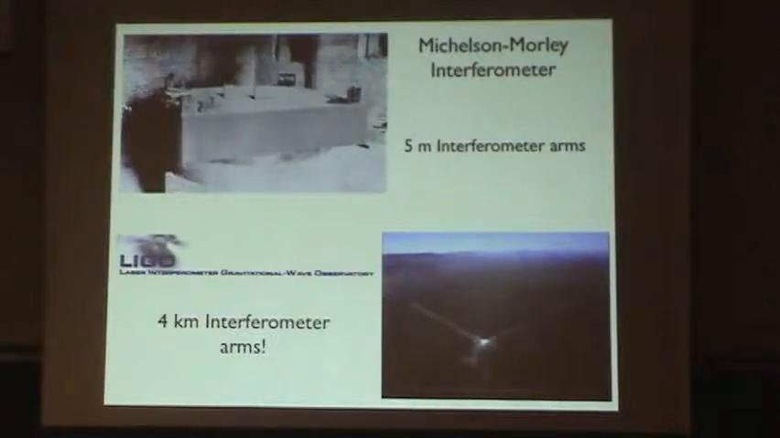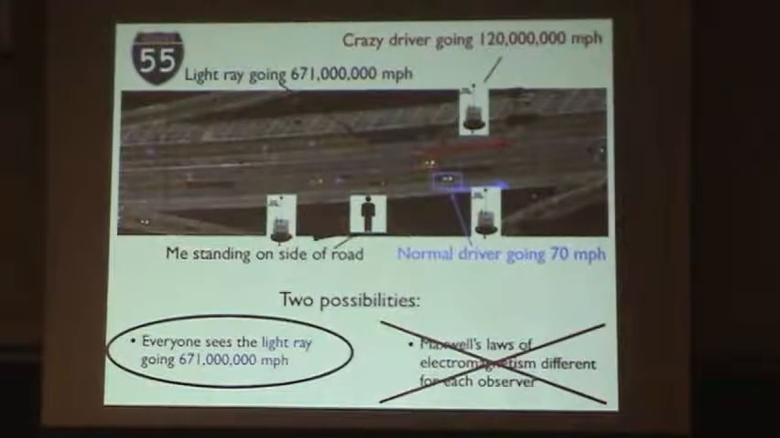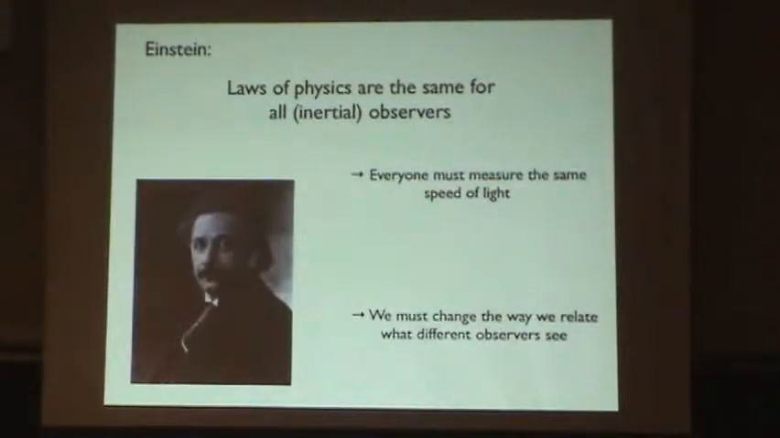So back to the story, we're getting a little away from interferometers. We had me standing on the side of the road, and the normal driver going 7 miles an hour, with two possibilities: either everybody sees the speed of light as the same, or Maxwell's laws of electromagnetism are different for every observer. Einstein told us that we should cross this out, and Michelson and Morley said this is okay, and everybody really will see the light ray going at the same speed. So everyone has to measure the speed of light to be the same.